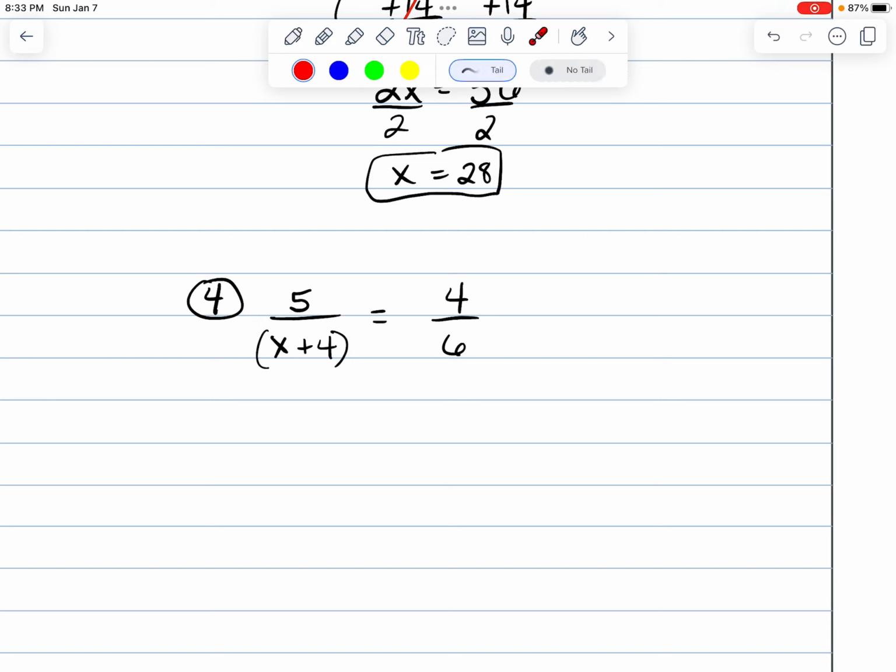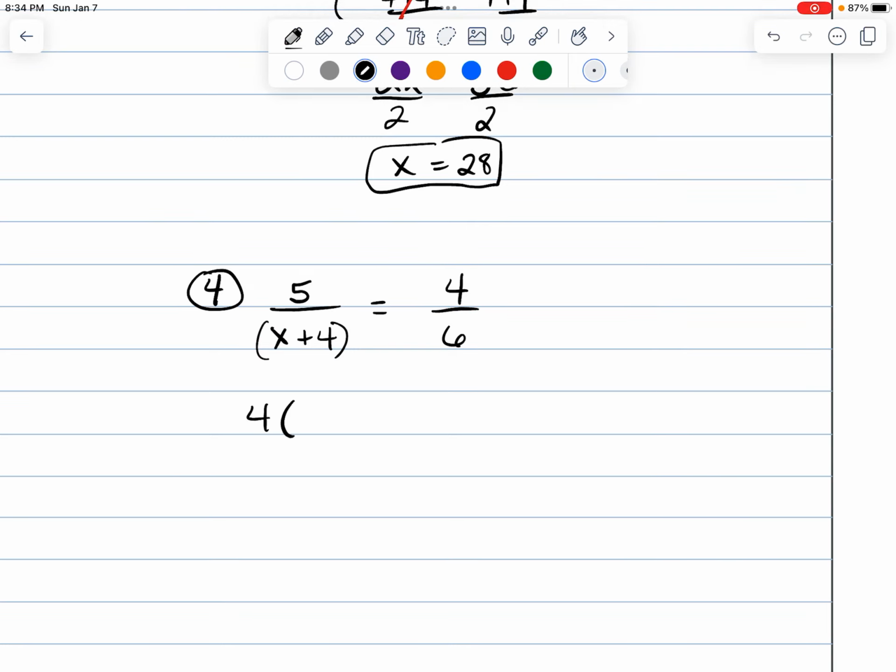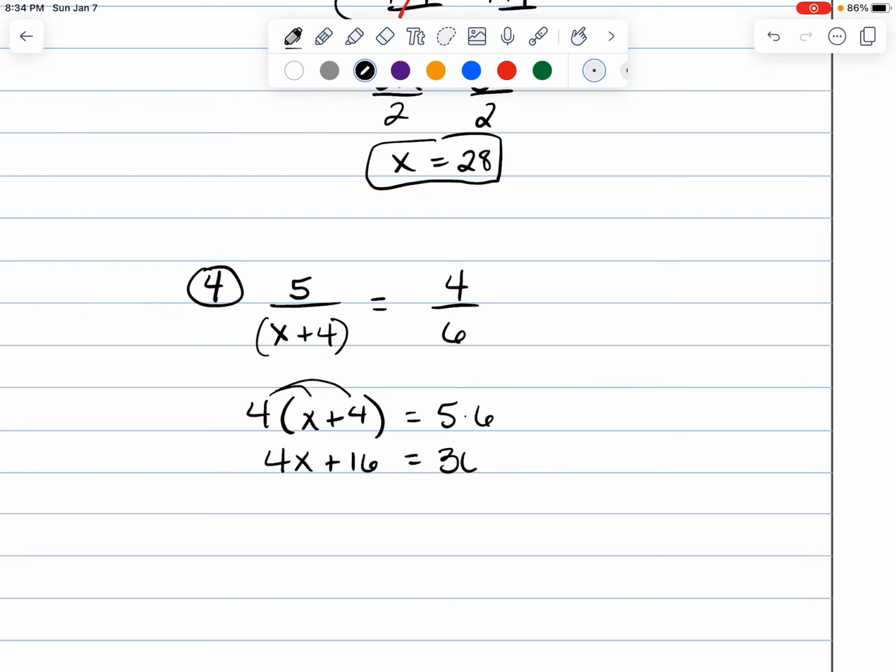Okay, let's look at example 4. This time our quantity is not in the top of the fraction, it's in the bottom of the fraction. So we have 4 times x plus 4 and 5 times 6 on this side. So again, we're going to use our distributive property. 4 times x is 4x. 4 times 4 is positive 16. And 5 times 6 is going to give us 30.